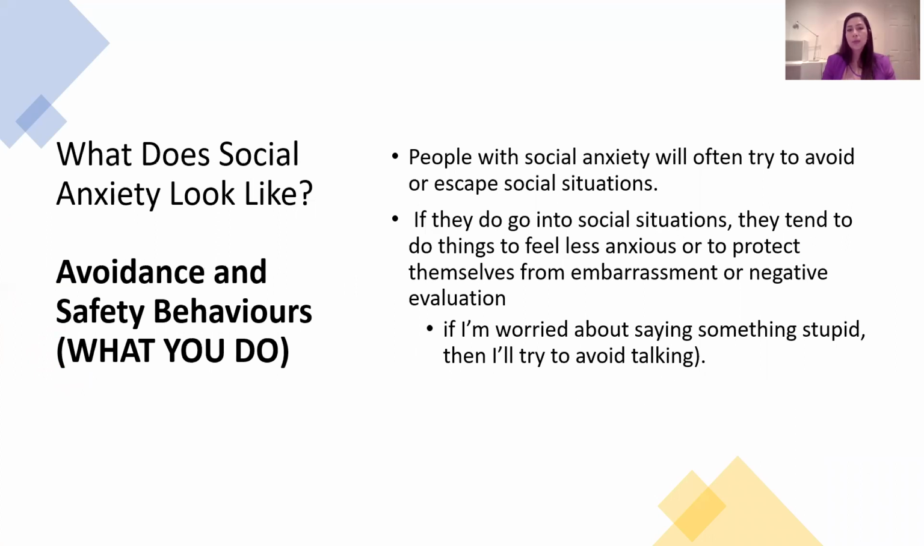Now, it also includes avoidance and safety behaviors in which people with social anxiety will often engage. So, they will often try to avoid or escape social situations. And if they were to go to a social situation, they will tend to do things to feel less anxious or to protect themselves from embarrassment or negative evaluation. So, for example, if I'm worried about saying something stupid, then I might just try to avoid talking altogether.